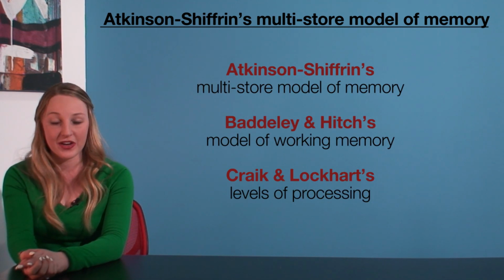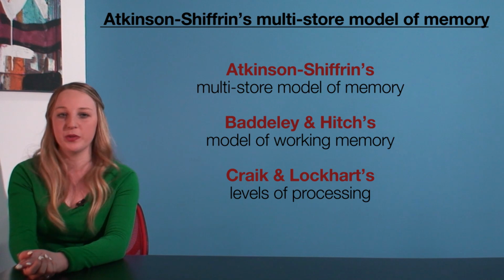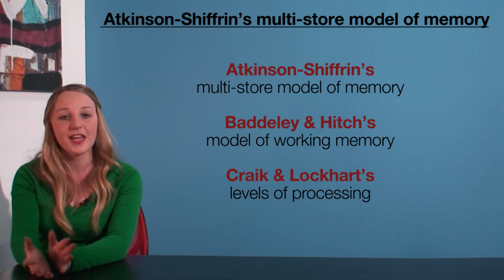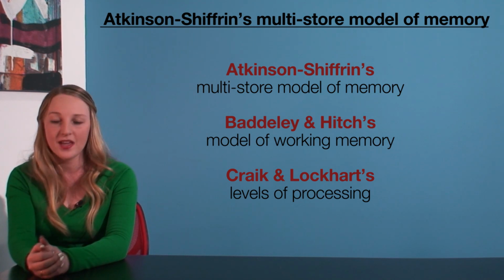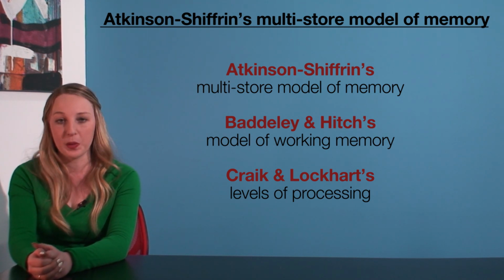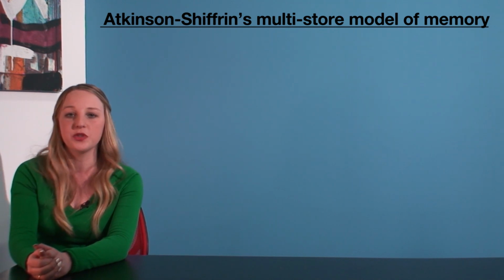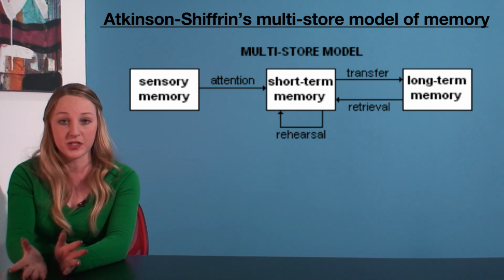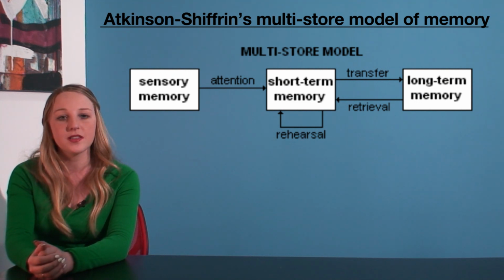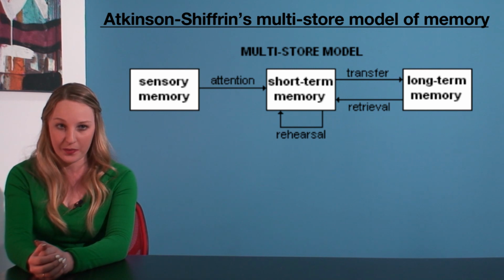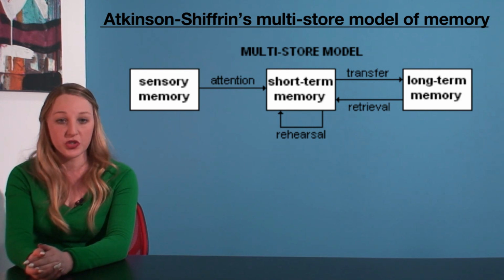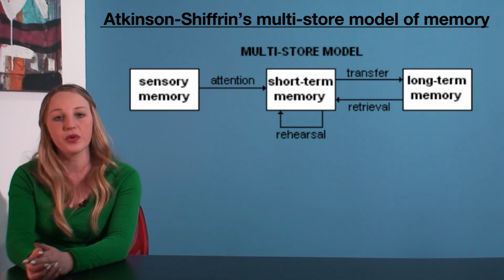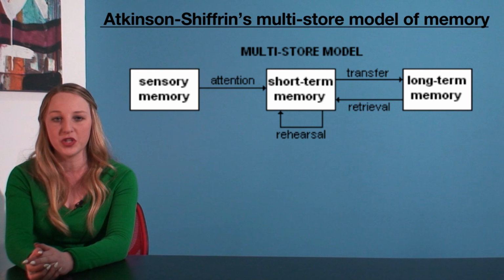Some of these include Atkinson-Shiffrin's MultiStore Model of Memory, Baddeley and Hitch's Model of Working Memory, and Craik and Lockhart's Level of Processing. In this video, we're looking at the former, Atkinson-Shiffrin's MultiStore Model of Memory. Atkinson-Shiffrin's model is called the MultiStore Model because it proposes that there are three distinct systems of memory: sensory memory, short-term memory, and long-term memory. Although distinct systems, all three work together to form the basis of human memory.